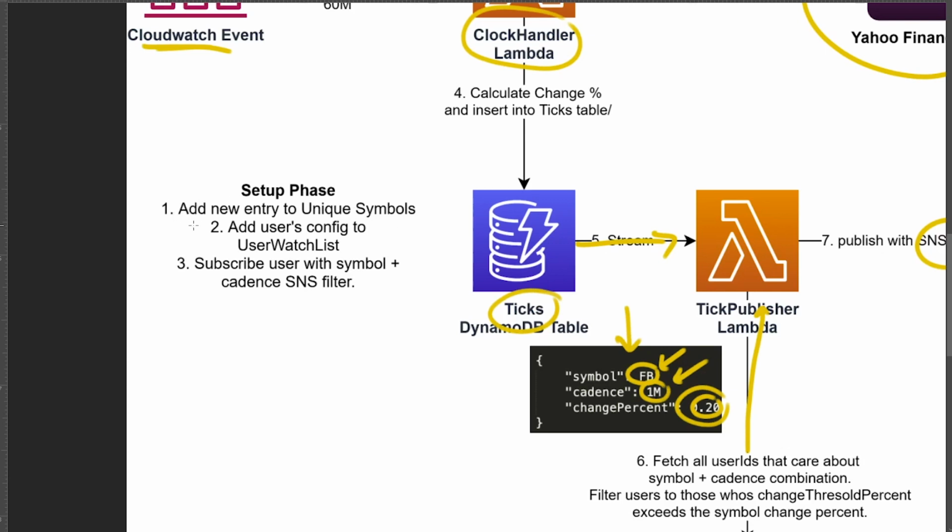So we can see that there's a couple steps that I'll have to do. So first we need to add a new entry to the app config, which is just our registry for unique symbols we're going to be tracking. And then we need to add the user's config to the user watch list. And then we need to subscribe the user with a symbol and cadence with the SNS filter. Not sure about this one yet, but that may be one of the steps that we need to do. But anyways, I'm going to be walking you through every single step here from changes in the design to the development. So stay tuned to future videos.